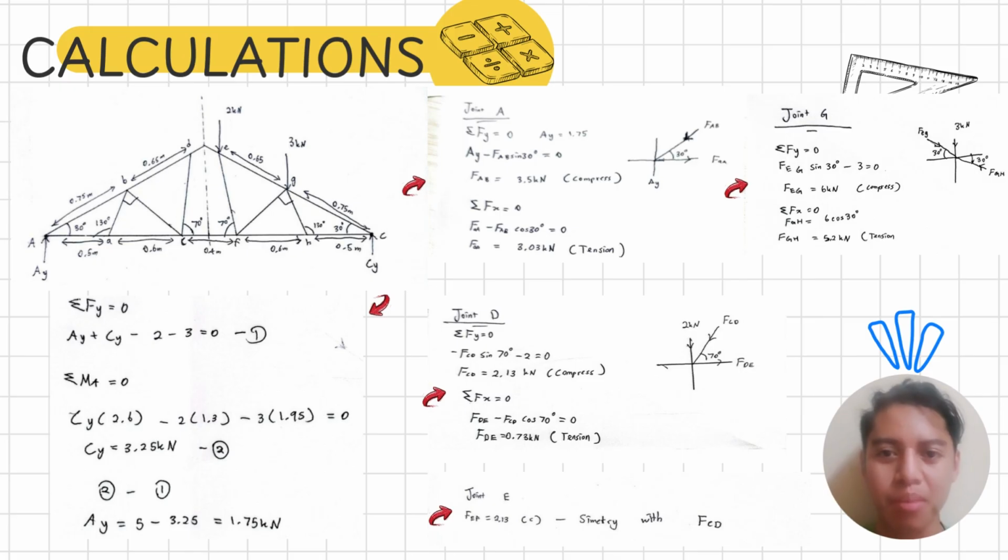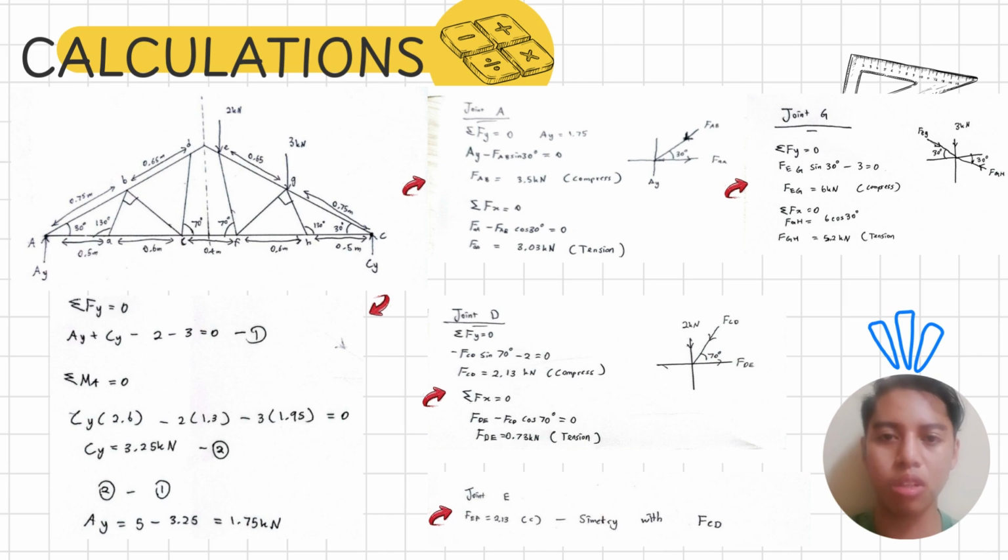Hello everyone, my name is Bermikarl. Based on our free body diagram of the entire truss, both supports at A and C are roller supports, so they provide vertical reactions only. Two external loads are applied: 2 kN downward at joint D and 3 kN downward at joint G.